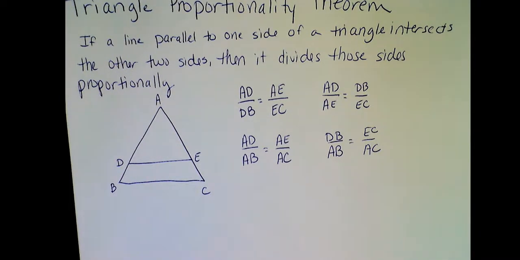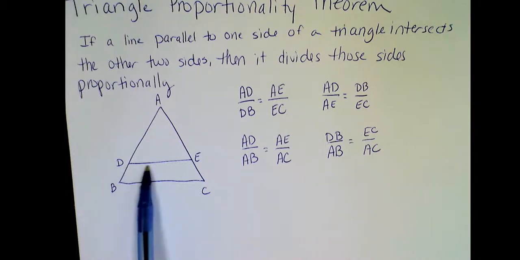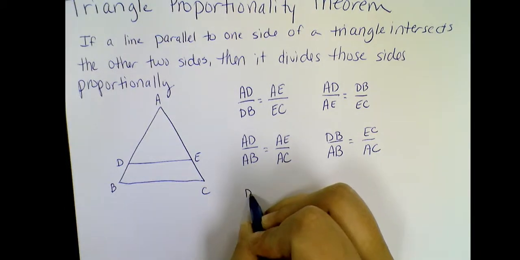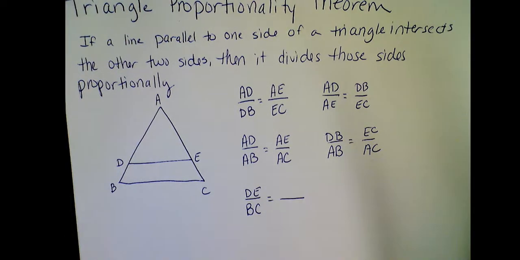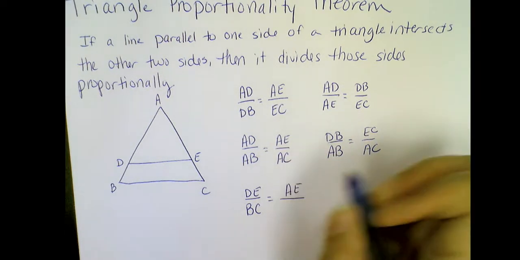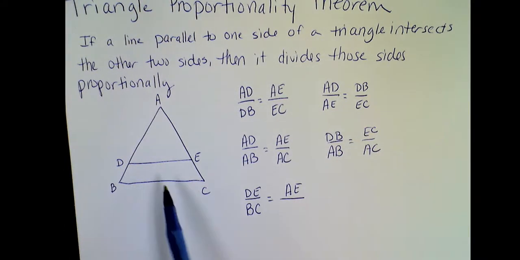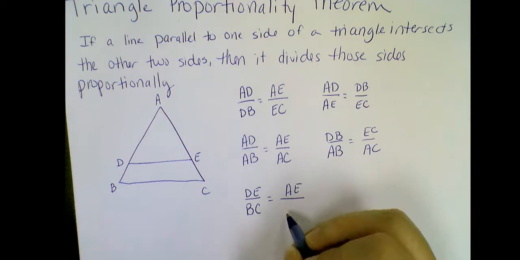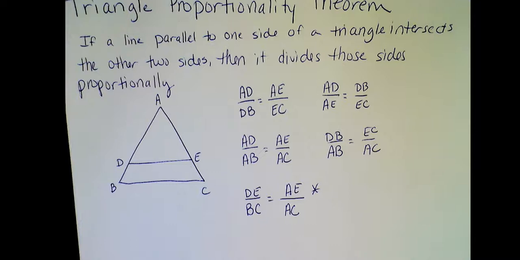One special case, however, is if you are looking for the bases of the two similar triangles, ADE and ABC. If you have DE over BC, you would have to use one of the sides of the larger triangle. So let's say we have AE, and that would have to be over the whole side of the larger triangle. Since DE and BC are whole sides of the triangles, and AE is a whole side of a triangle, we would have to use AC. This is a special case right here. We're going to look at an example like that in a minute.